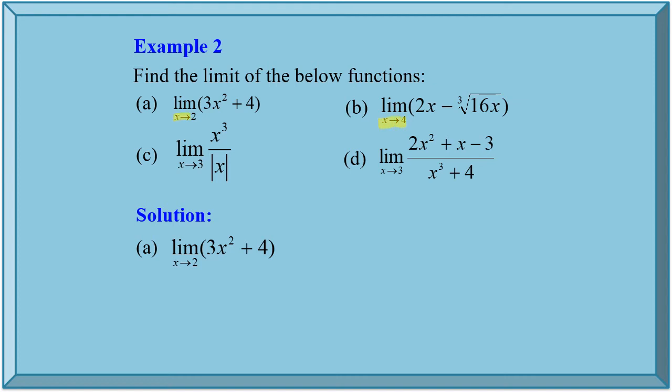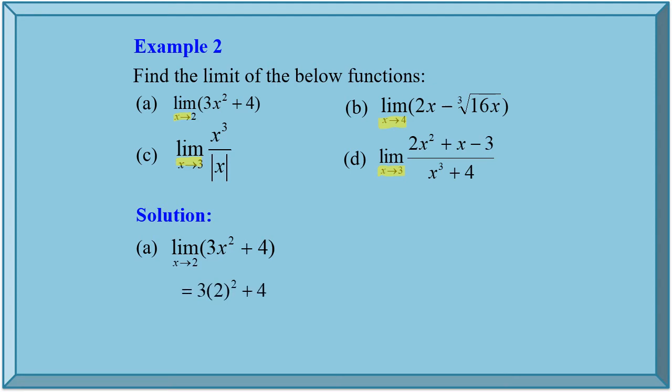And then we have the limit of x cubed over absolute x as x approaches negative 3. And the limit of 2x squared plus x minus 3 all over x cubed plus 4 as x approaches 3. So let's do example A. The limit of 3x squared plus 4 as x approaches 2.